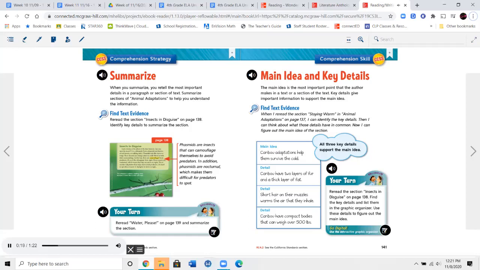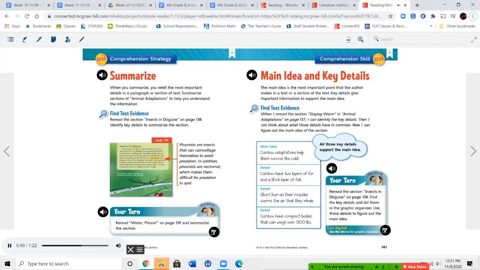Insects in disguise. Look closely at the photo of the tree branch. Can you spot the insect? It is a phasmid. Some phasmids are known as leaf insects or walking sticks. Phasmids look like leaves or twigs. These insects can change colors to really blend in with their surroundings. In this way, they are camouflaged from predators. It's as if they disappear from sight.